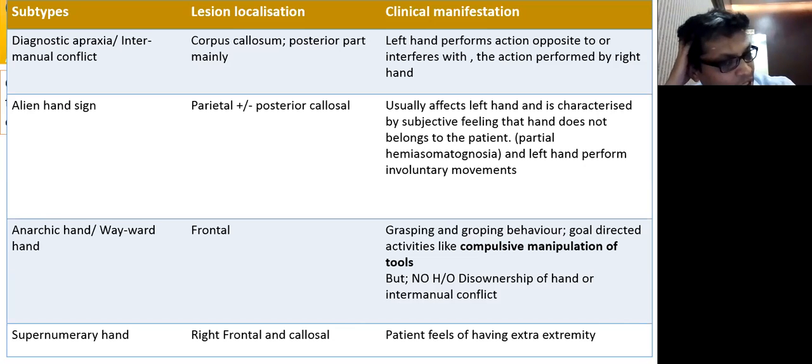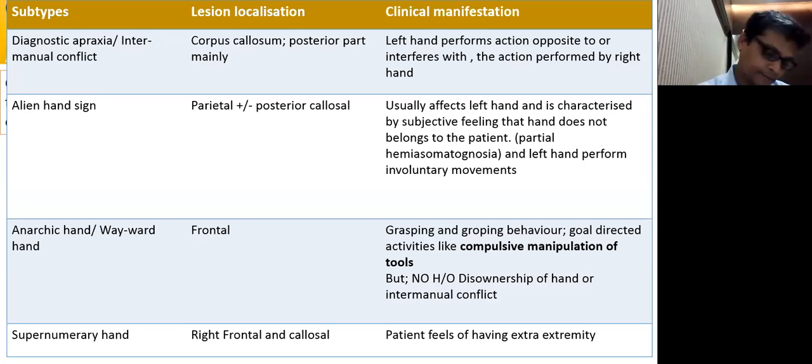Whenever there is extensive involvement of the frontal lobe along with the callosum, just like a butterfly glioma or lymphoma going into the corpus callosum from the frontal lobe, patients may have extra extremities, three or four extremities, and it is called supernumerary hand, which is a variant of severe frontal alien hand. So please remember the three variants of alien hand: parietal, callosal, frontal.